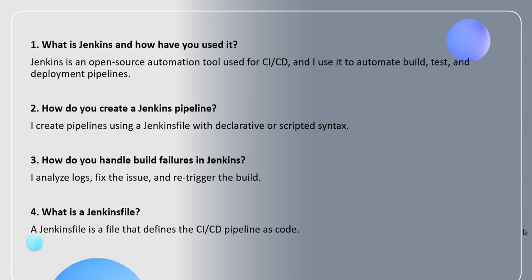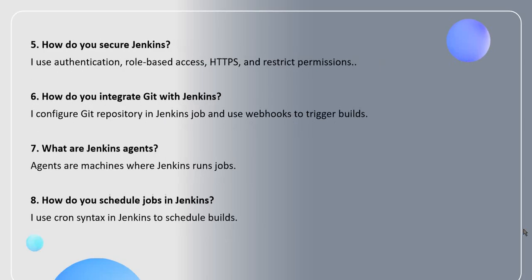4. What is a Jenkins file? Answer. A Jenkins file is a file that defines the CI/CD pipeline as code. It helps automate everything using code instead of manual setup. 5. How do you secure Jenkins? Answer. I use authentication, role-based access, HTTPS, and restrict permissions. Security is important, so I control who can access and what actions they can perform.